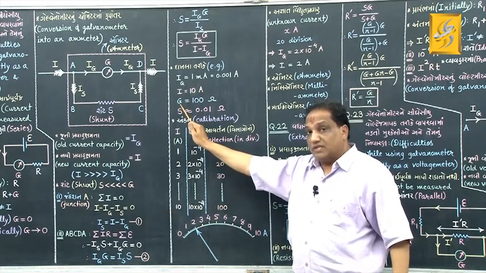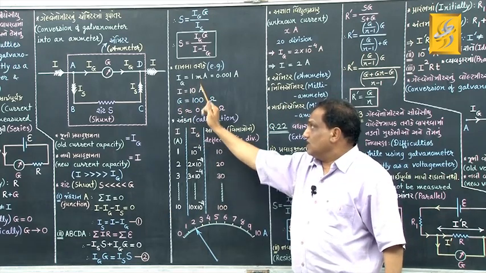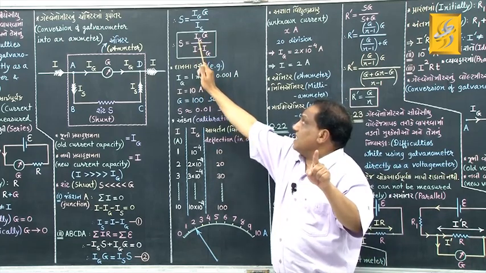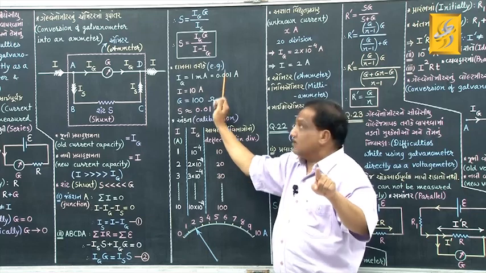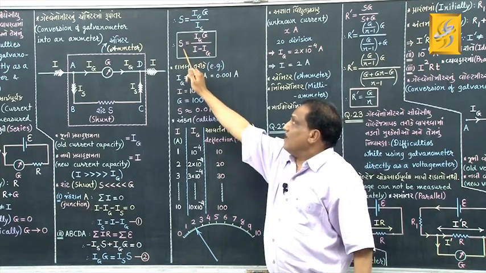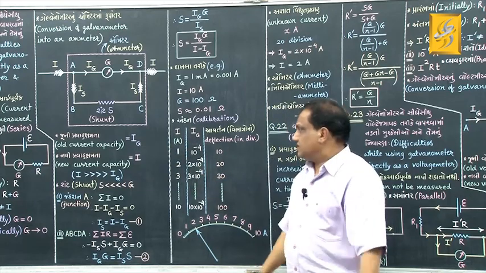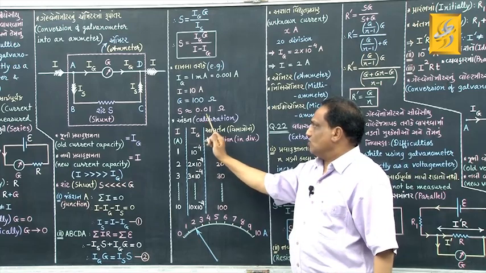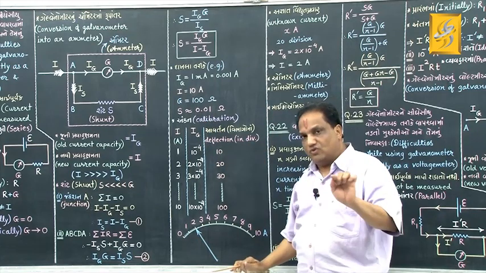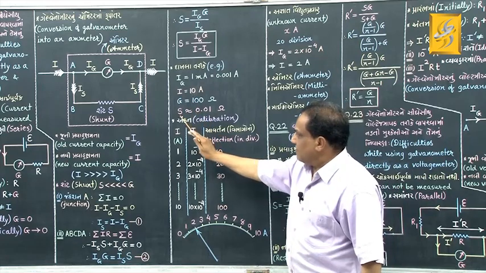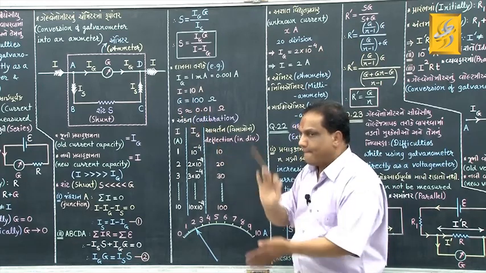Resistance of given galvanometer is suppose 100 ohm. Put these three values here. What is I value? 10 ampere. What is Ig? It is 0.001 ampere. What is capital G? 100 ohm. Put them here. Find out S. Exactly you will get it. The value of S comes out to be nearly equal to 0.01 ohm. Okay, fine. Now tell me, this is the value of shunt, 0.01 ohm.